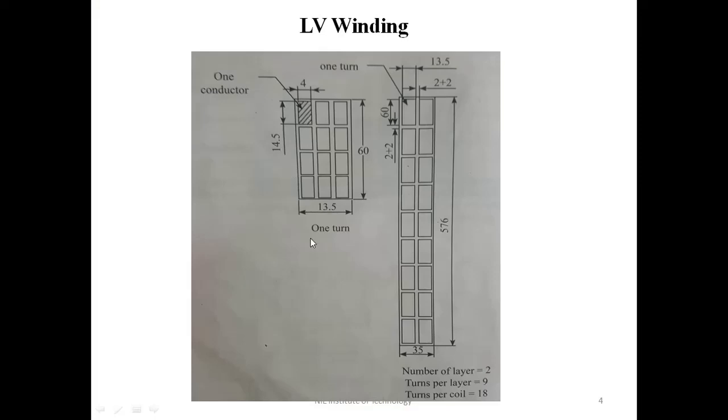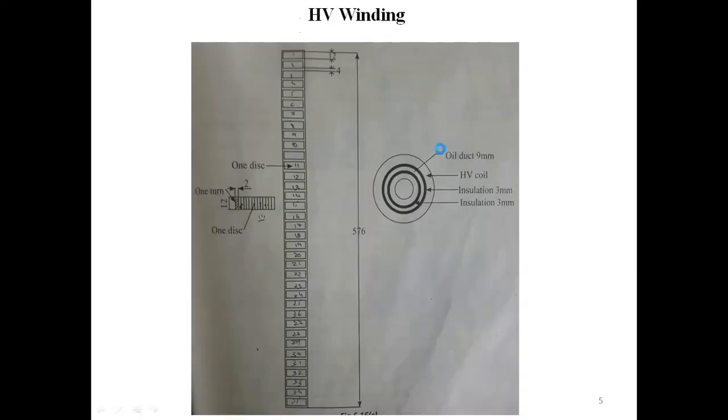Okay, now this is the LV winding, which we already discussed, one turn, and then the first layer and then the second layer. These are the details which are given in that winding table: number of layers, 2, turns per layer, turns per coil. According to that we have arranged the turns here, and we have calculated the inner and outer dia of LV, and also the height of the LV winding. So this is a disc type winding.